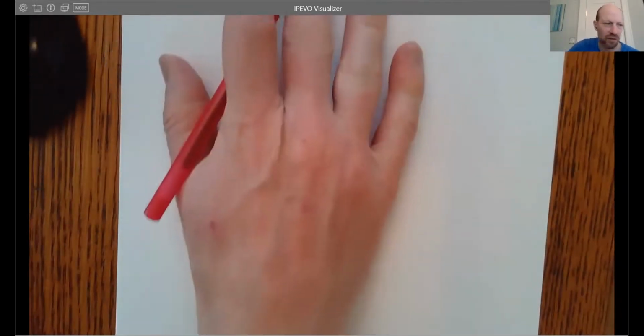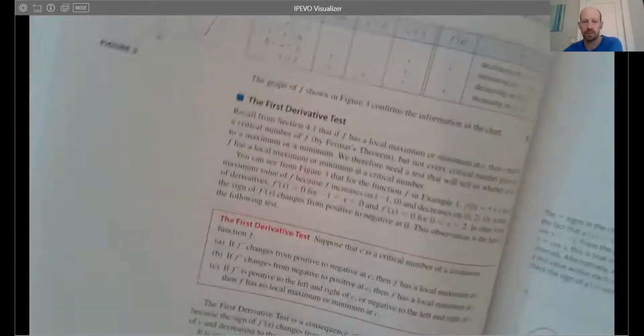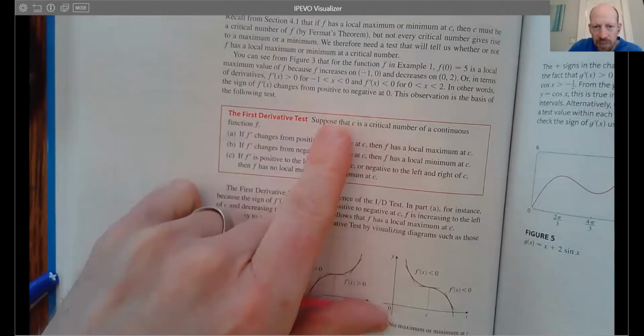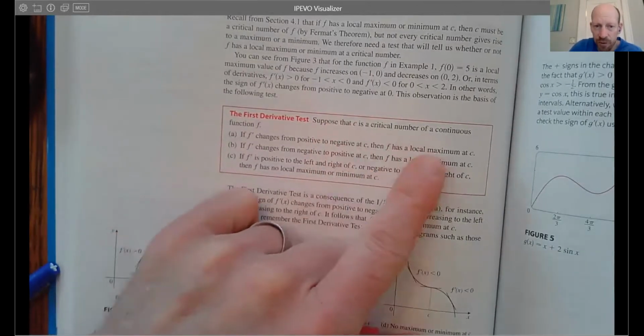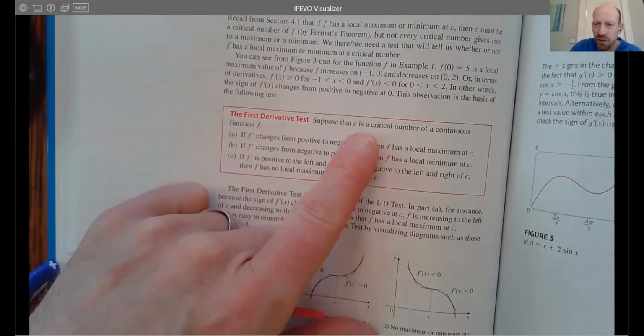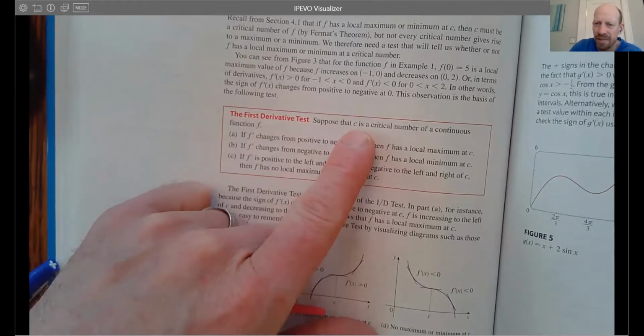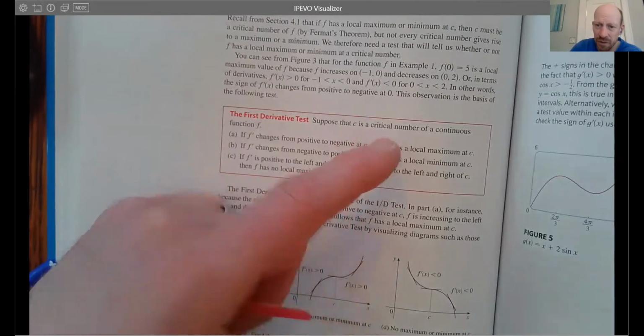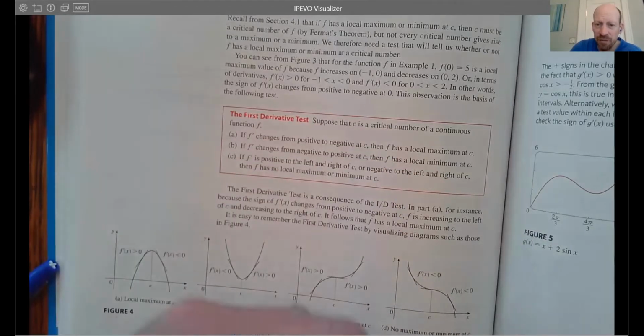So again, it's written in the books. Actually, I have the book right here. Like that. So notice a couple points here. C is a critical number of the continuous function f. So those are both conditions. If your function's not continuous, then the test doesn't necessarily work this way, right? And C has to be a critical number, which means the function has to be defined there.